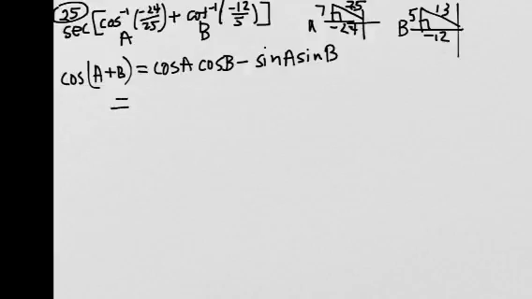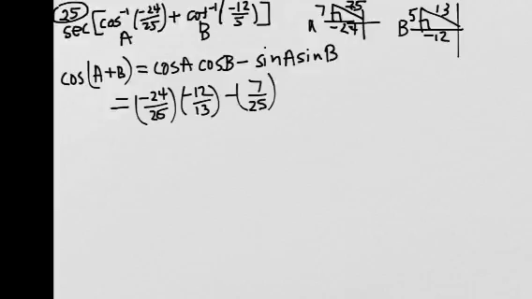So I have cosine A. I go over here to triangle A, and I find the cosine, which is negative 24 over 25. And then cosine B, I go over here to angle B, and cosine B is negative 12 over 13. Minus sine A, so I'm back over here on A, so the sine of A is 7 over 25. And then the sine of B, I go to B over here and find the sine. Sine is y over r, and it's 5 over 13.